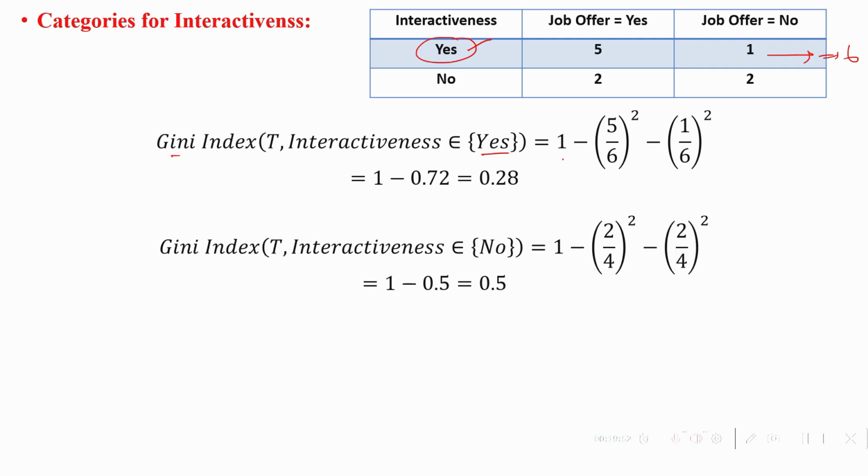Then we are going to find out the Gini index with respect to the target variable with interactiveness belonging to no, that is equal to 1 minus the number of elements in the entire no class. For no interactiveness it is 4. Out of 4, 2 belong to yes and 2 belong to no. So that is equal to 1 minus (2 by 4) whole square minus (2 by 4) whole square, that is equal to 1 minus 0.5, that is equal to 0.5.